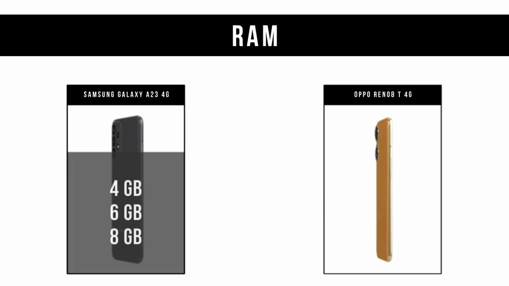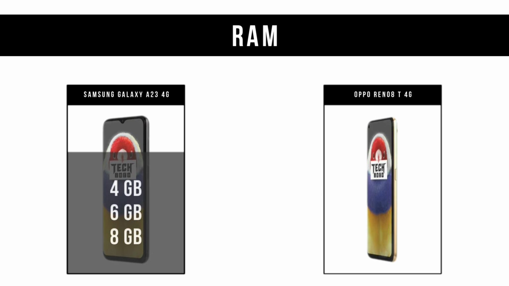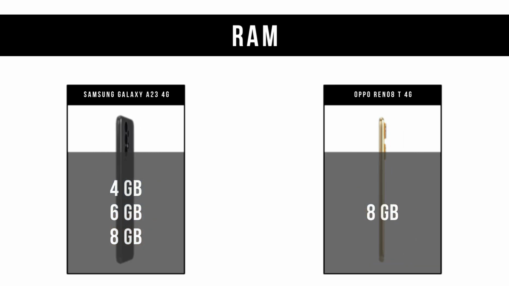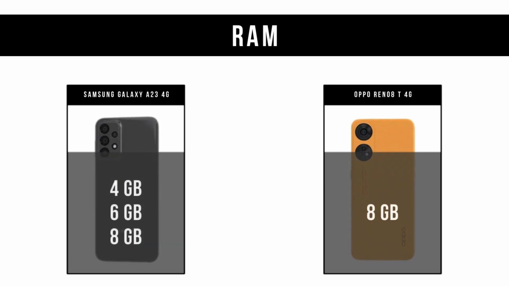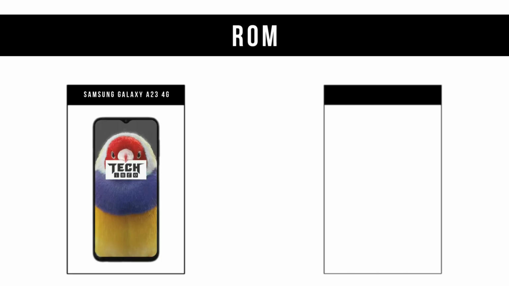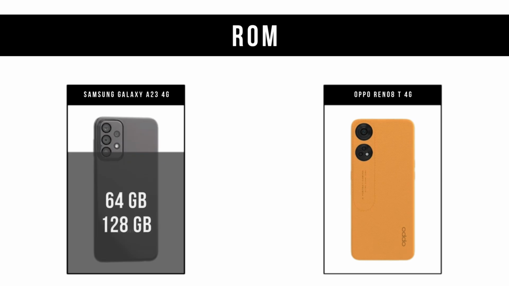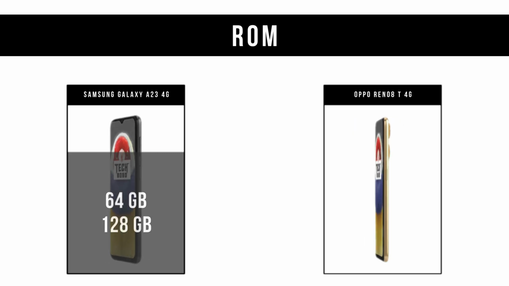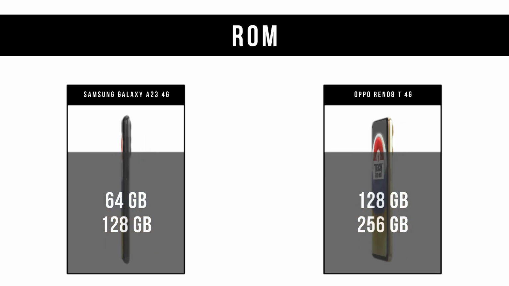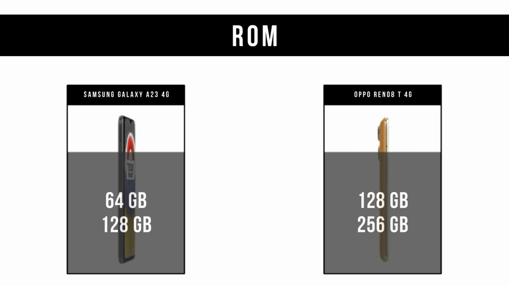RAM. Samsung Galaxy A23 4G is 4GB, 6GB and 8GB. Oppo Reno8 4G is 8GB. ROM. Samsung Galaxy A23 4G is 64GB and 128GB. Oppo Reno8 4G is 128GB and 256GB.